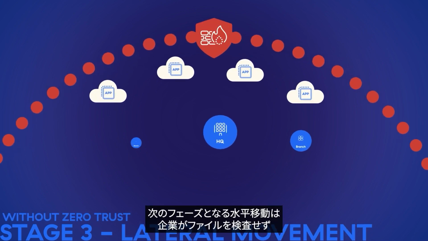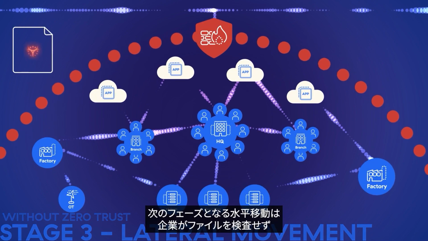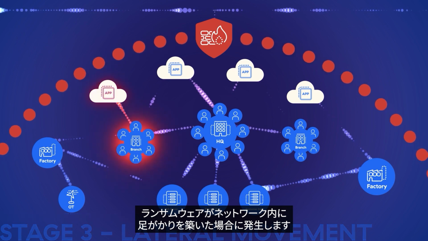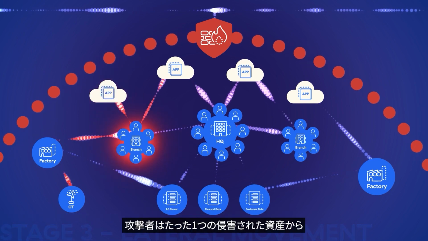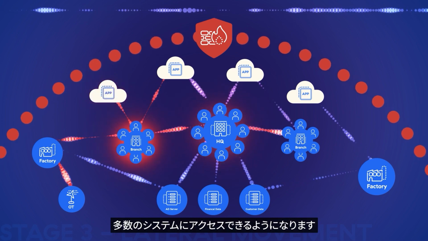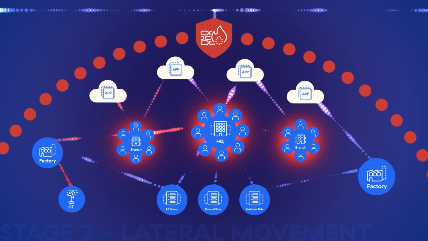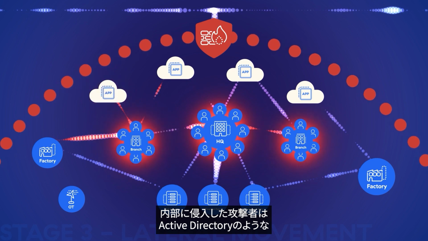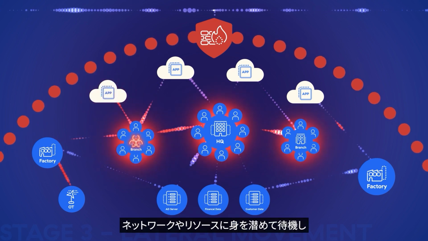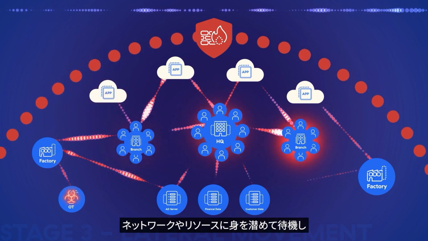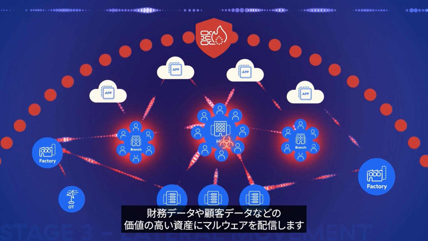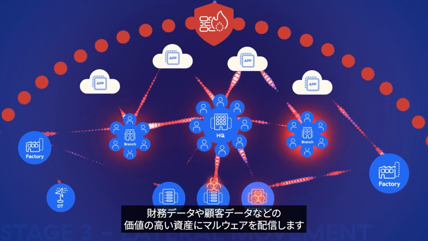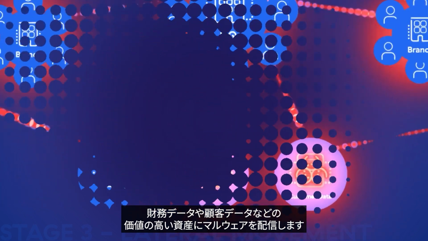The lateral movement phase occurs when businesses fail to inspect files and prevent ransomware from establishing a network foothold. Attackers can then reach dozens, maybe even hundreds of systems from a single compromised asset. Once inside, cybercriminals lurk around the network and resources like Active Directory, unchecked. They are free to escalate privileges and deliver malware to high-value assets, such as financial or customer data.